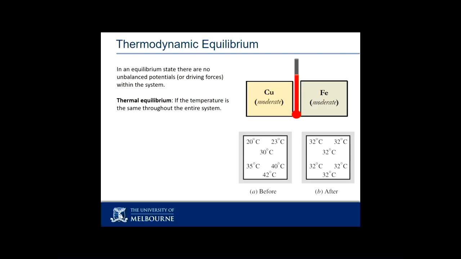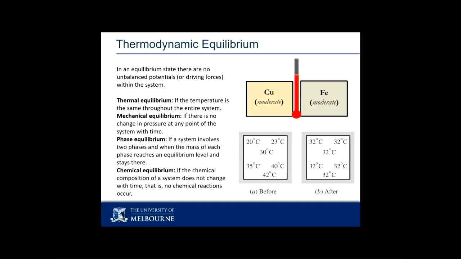So we have this thermal equilibrium, where the temperature is the same throughout the entire system. There are other forms of equilibrium: mechanical equilibrium, phase equilibrium, chemical equilibrium. All of them come down to the same thing, which is that if I leave this system forever, nothing will change in that set of properties. So for thermal equilibrium, nothing will change in the temperature. For mechanical, there's no change in pressure. Mechanical and thermal we assume a lot.